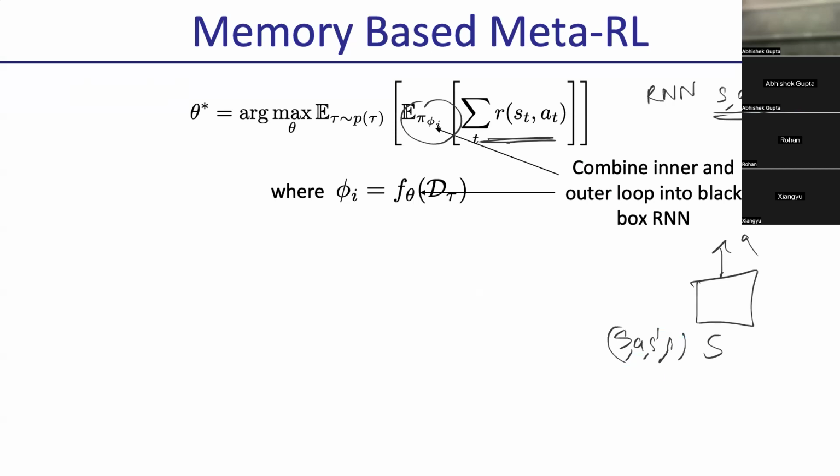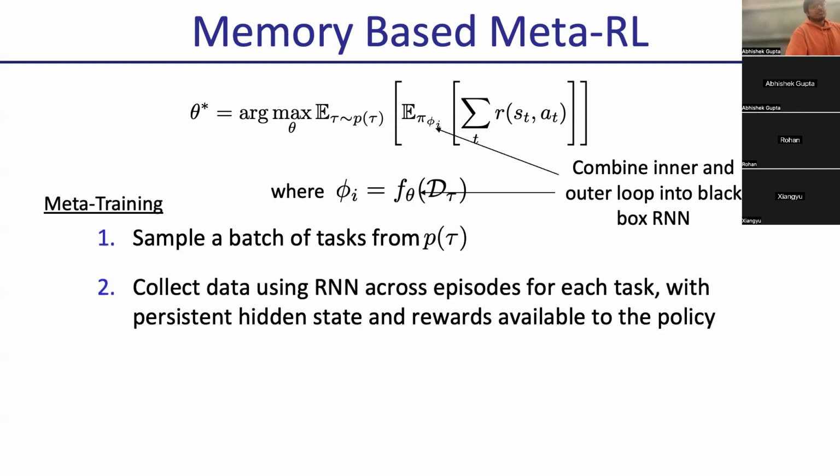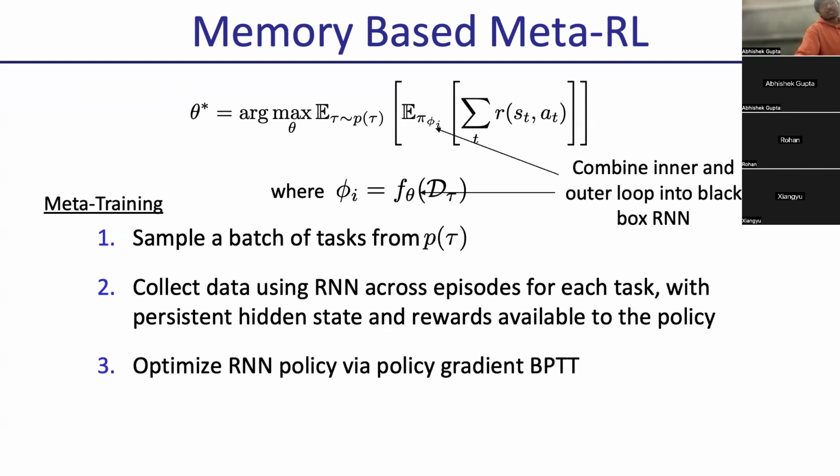And so all that this memory-based meta-RL is going to do is sample a batch of tasks, and collect data using an RNN, where the RNN takes in state, action, next state, reward, your whole history. Then you're just going to try to maximize the sum of rewards for that RNN across many different episodes.